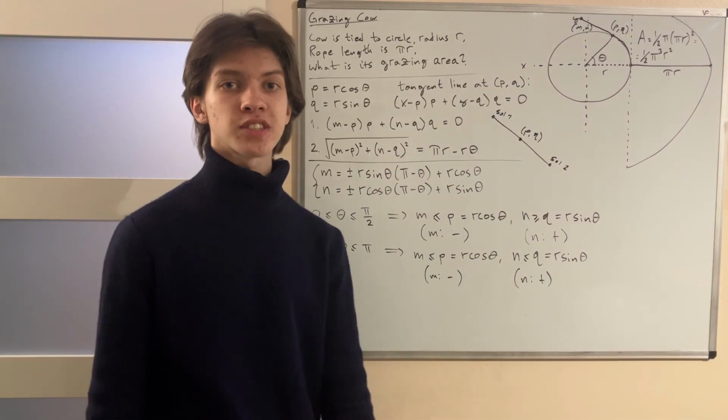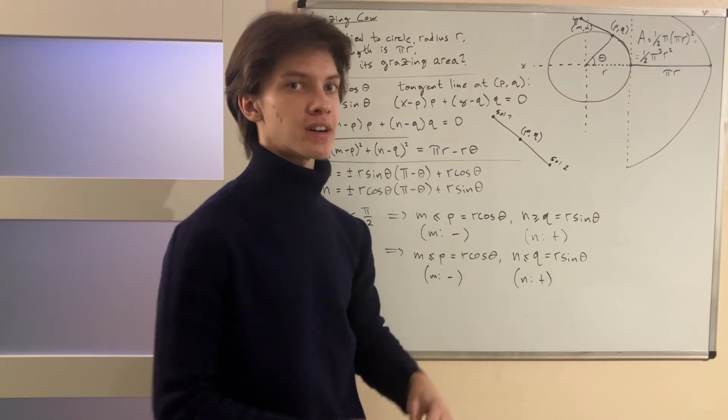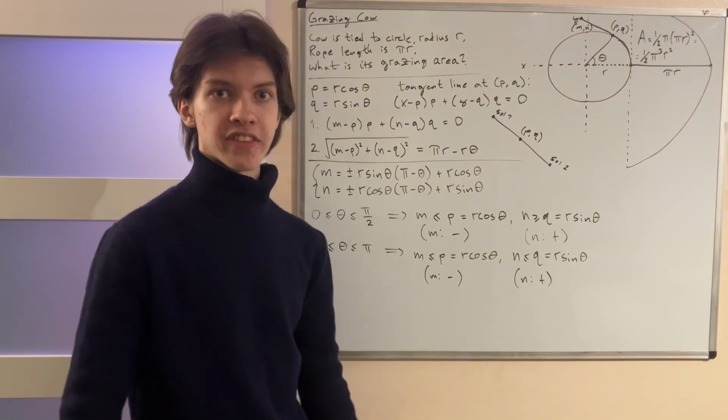And just like this, we have successfully parametrized the curve that the cow makes when it walks around the silo. Now we can finally move on to integrating to find the area.